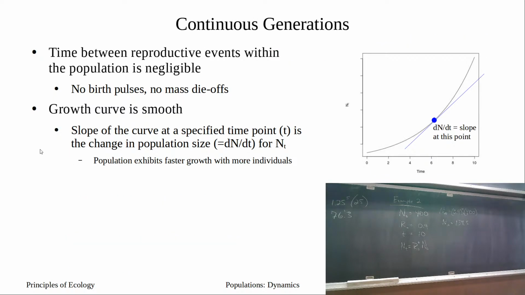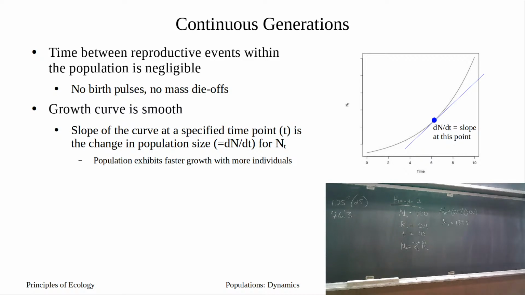So with our continuous generations, we don't have any clearly defined period between our reproductive events. So in essence, that time, that period of natural mortality is negligible. It's infinitesimally small. So we don't see any birth pulses. We don't see mass die-offs. It's just a smooth population curve. So how do we estimate our growth rates? How do we do that?